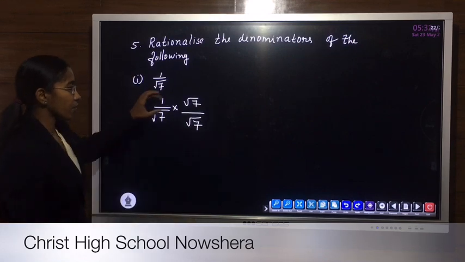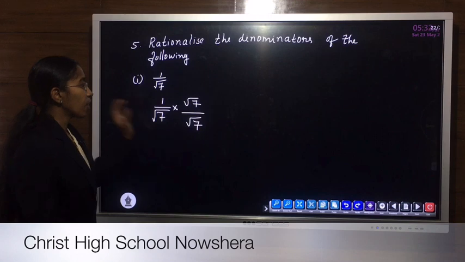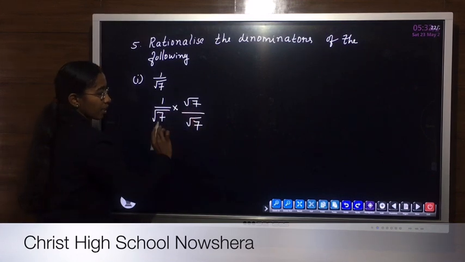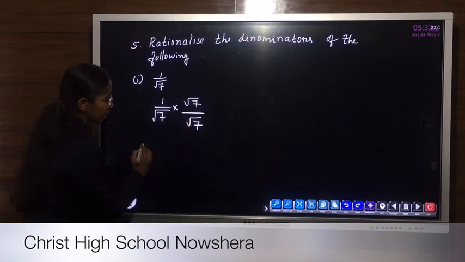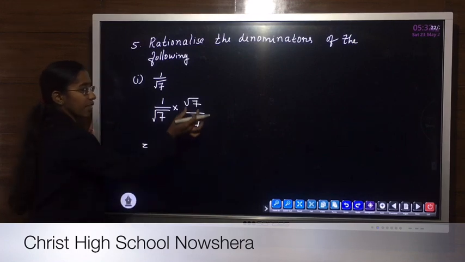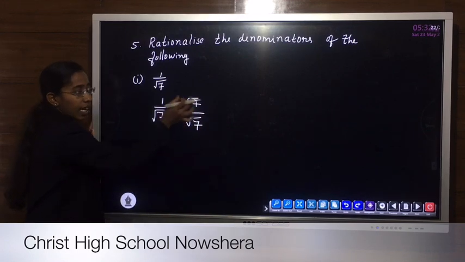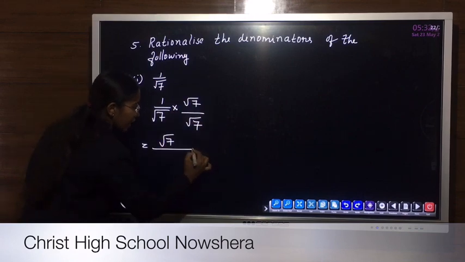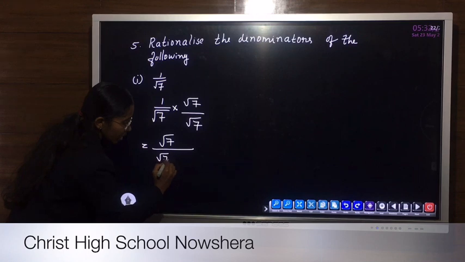This is a fraction form and this is also fraction form. How to multiply two fractions? Multiply the numerator and multiply the denominator. That is equal to 1 into root 7. Any number multiplied with 1 is that number itself. So 1 into root 7 is root 7 divided by root 7 into root 7.